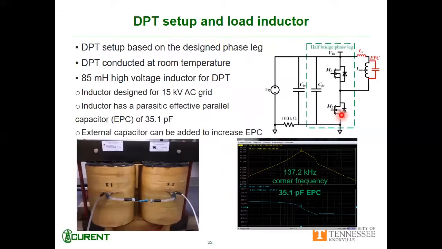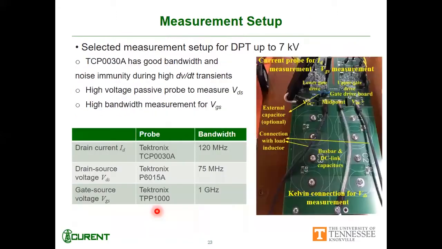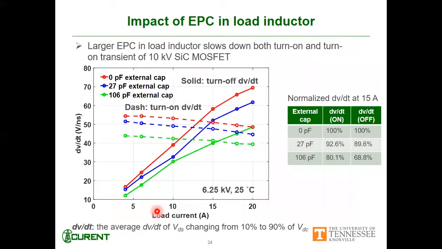When we study the load inductor's parasitics, we really need a high voltage inductor that could serve as the load of the medium voltage converter. So we got one that's really designed for a 15 kV AC grid. It has a parasitic effective parallel capacitor, EPC, of 35 picofarad, and we can add an external cap to increase this EPC.